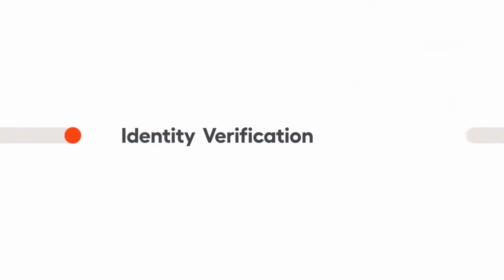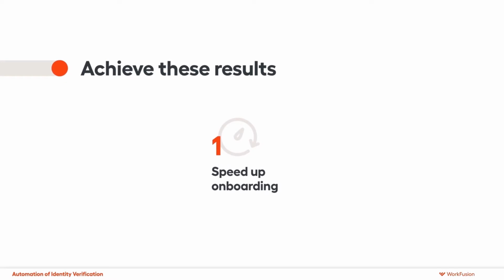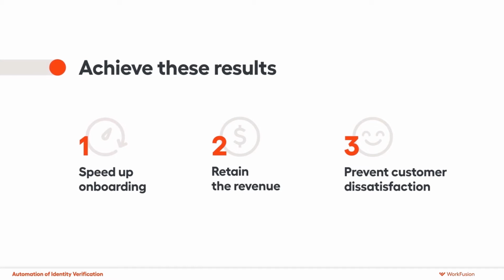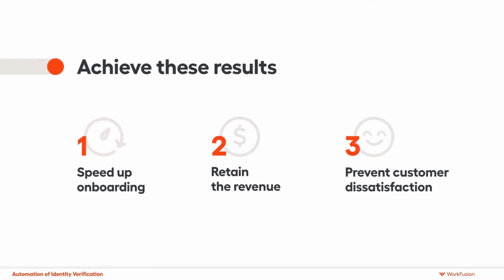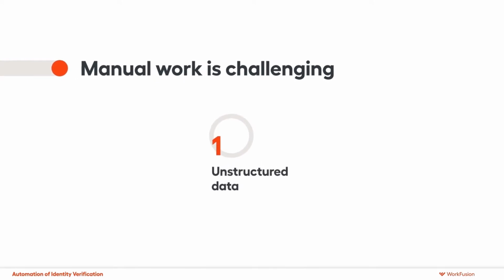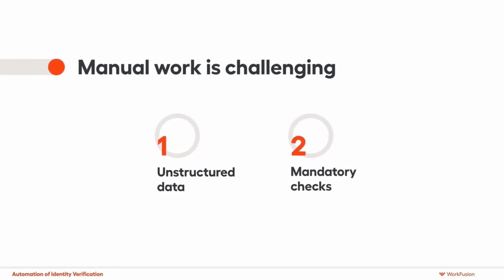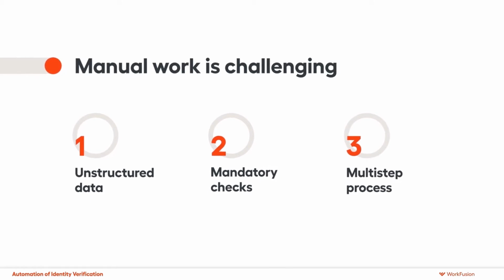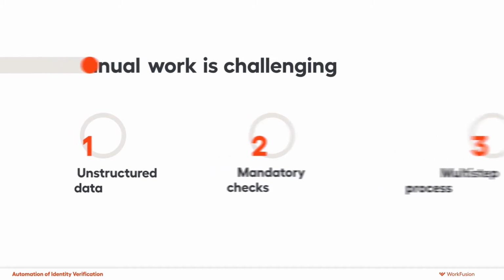In this video, you will see how financial institutions can automate the identity verification step of an account opening process, thus speeding up onboarding and retaining revenue that otherwise could be lost due to customer dissatisfaction. To streamline the review of identification documents and data, WorkFusion's prepackaged solution addresses the primary challenges of a typical customer onboarding process: unstructured data that arrives in varied document formats, a high volume of mandatory checks for customer identity verification, a multi-step process which includes up to 60 touchpoints across disparate legacy systems.